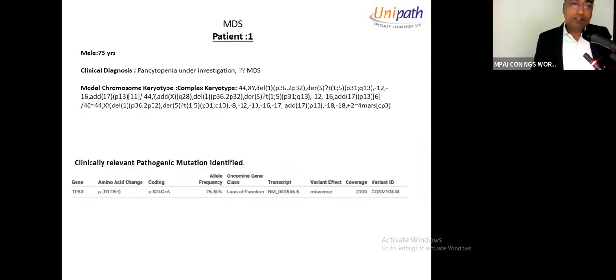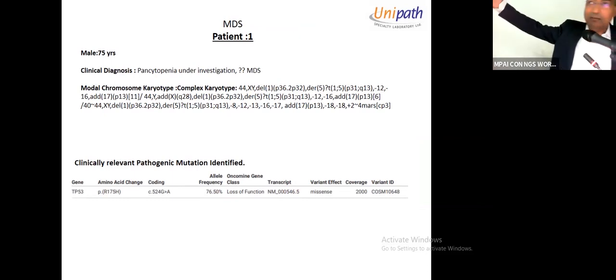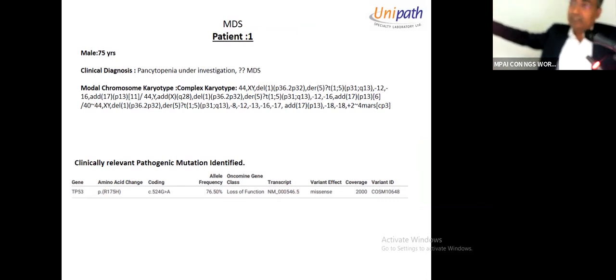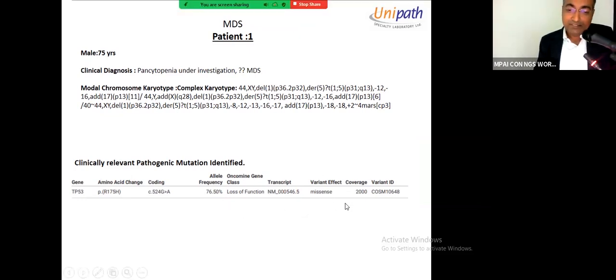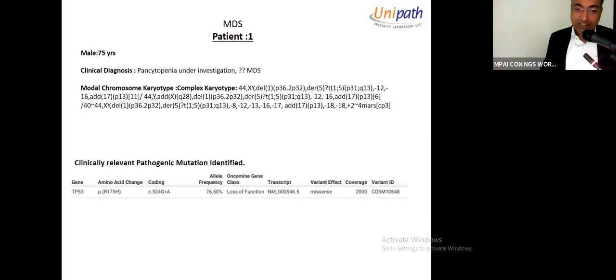Okay, so now another case, a 75-year-old, pancytopenia, having a complex karyotype. This type of karyotype tells you this is very complex, not to understand. When you look at the mutation profiling, we got in this assay run, TP53 mutations were there. This is pathogenic. You see the loss of function, transcript, missense, coverage is 2000x, and this is the COSMIC ID. So giving detailed information is important when you're considering this. The point is TP53 correlates with the complex karyotype. So if you're getting TP53 with complex karyotype, this makes sense to you that you're in the right direction. It has happened that karyotype is not giving correct information or something is wrong with the karyotype and I'm getting a TP53 mutation. Means this is high risk and I can correlate accordingly.